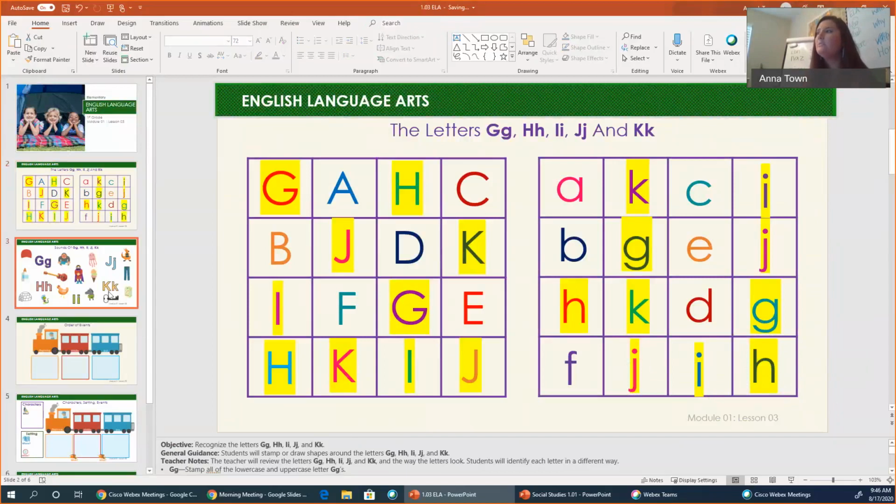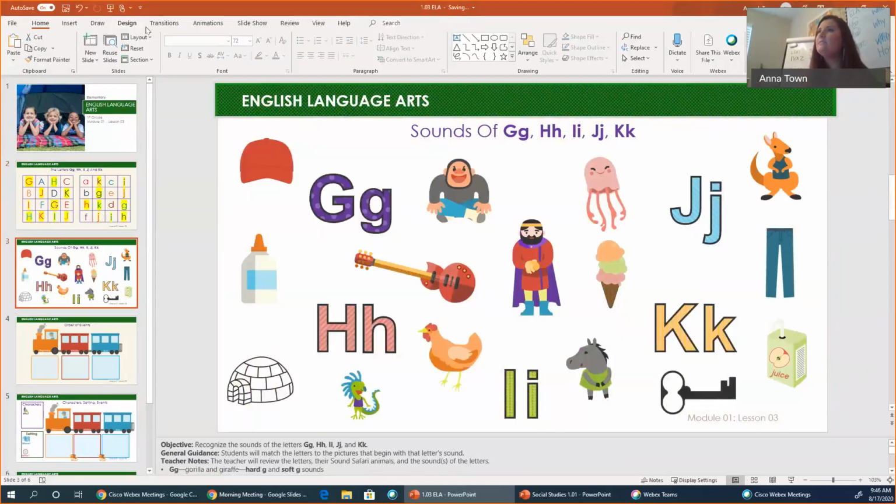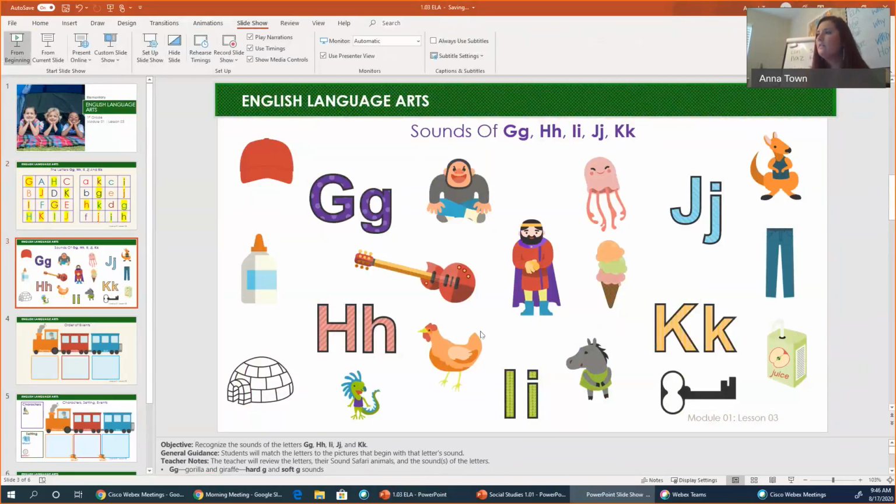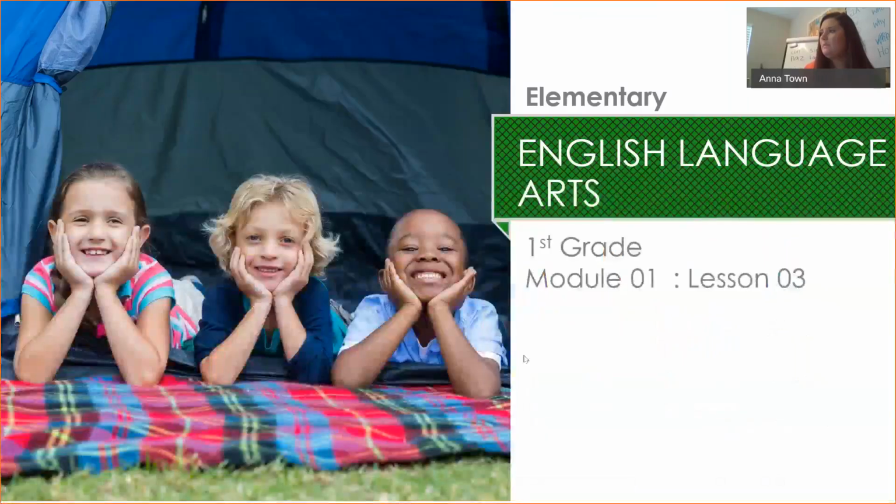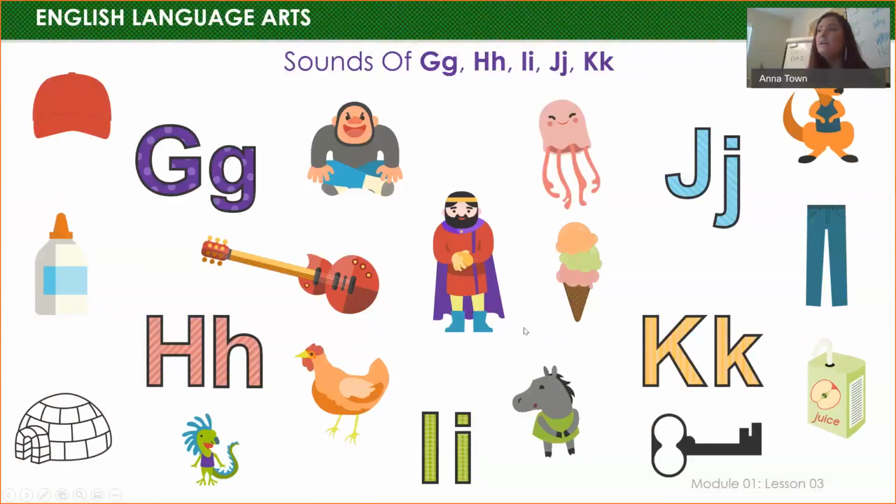Moving on, we are going to review the sounds. So we are going to review the sounds G, H, I, J, K. Looking at this is the letter G. I want you to put two fingers in the middle of your neck and go G, G. You should hear or feel a vibration. G, G, G. Your turn. G, G, G.